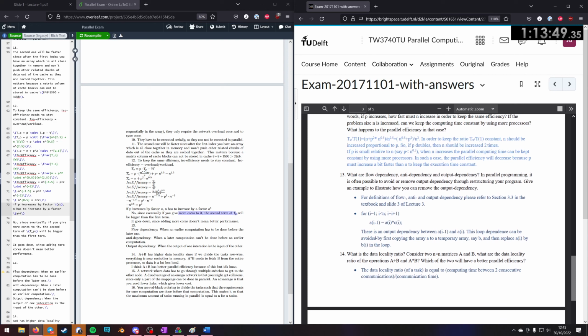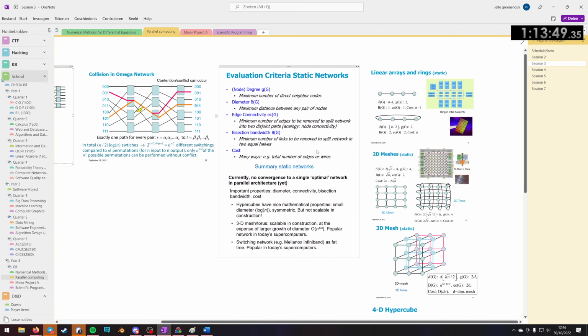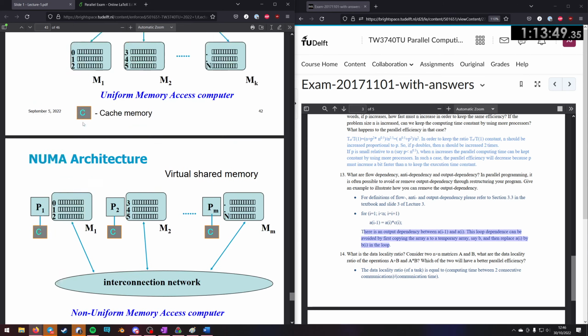Output dependency, the loop dependence can be... We completely forgot about this. Sorry. Yeah, can be avoided by copying the array to a temporal array. Yeah, I knew this. You just copy stuff over so that each thread gets its own copy to work on. Output. Okay, we forgot to do that part. Yeah, that's on me. Okay. Yeah, I guess we'll look at the slides and see. I didn't write it down because I didn't find it important, but that's on me.